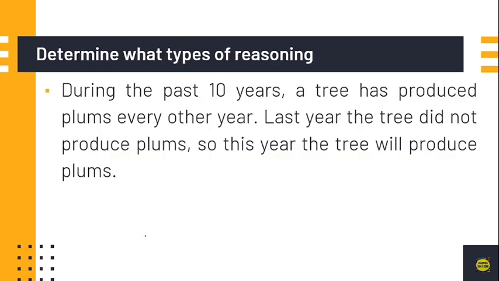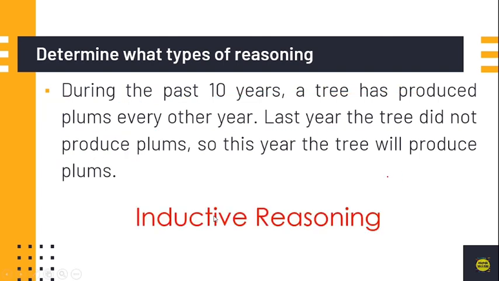So now, how do we answer this one? During the past 10 years, a tree has produced plums every other year. Last year, the tree did not produce plums. So, this year, the tree will produce plums. Class, the first sentence and second sentence are the examples, and this is the generalization. So, this is inductive reasoning: it starts with specific examples and goes to a generalization.